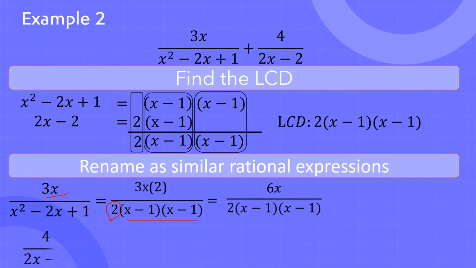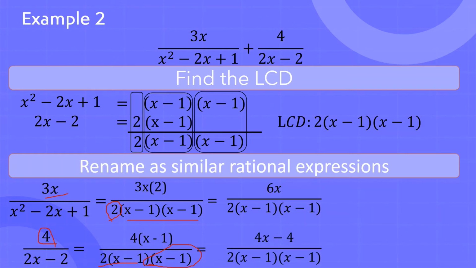Okay? Then, next, we have the second expression, 4 over 2x minus 2. Okay, so gawin natin na ang denominator ay 2 times x minus 1 times x minus 1. Okay, alam natin na ang 2x minus 2 ay parehas lang sa 2 times x minus 1. So, when we divide, matitira yung x minus 1 at ito ngayon ang imumultiply natin sa 4. So, we have now 4 times x minus 1. And that is equivalent to 4x minus 4.